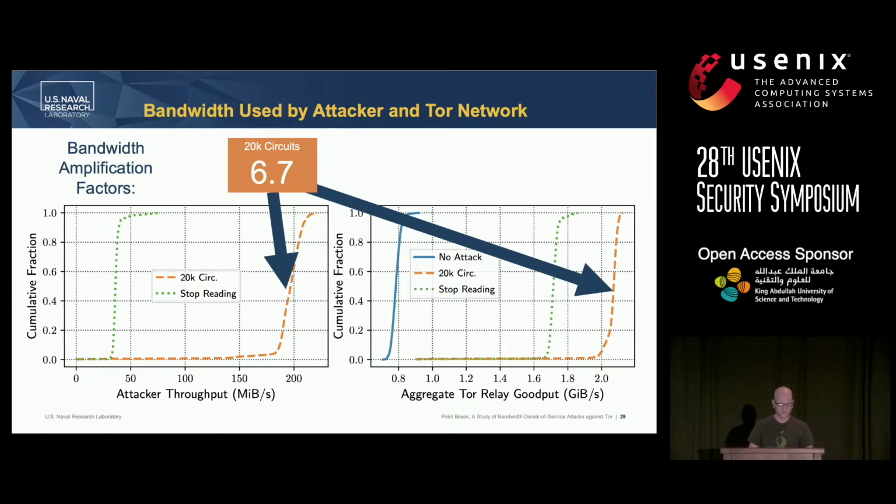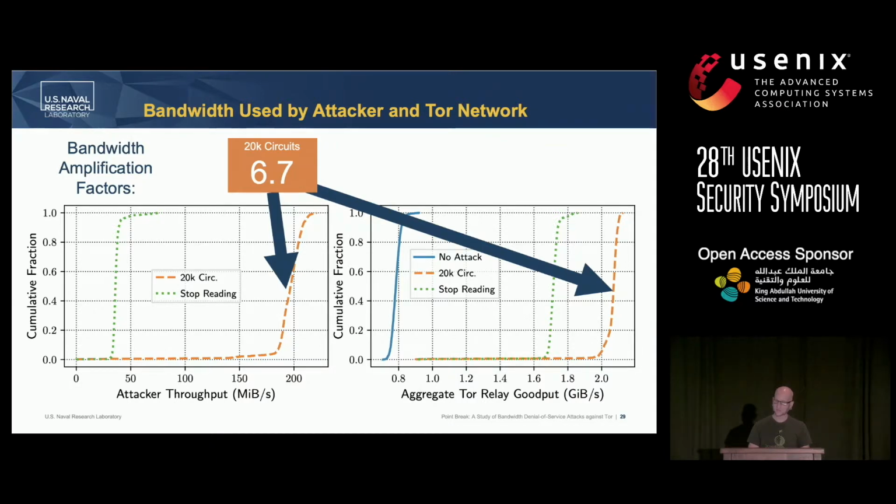So the first thing to note here is that in the regular attack where you do the reading, the bandwidth amplification factor reached 6.7. So the attacker consumed about 200 megabytes per second on average through the attack and caused an increase of about 1.2 gigabytes per second on the network during the attack.